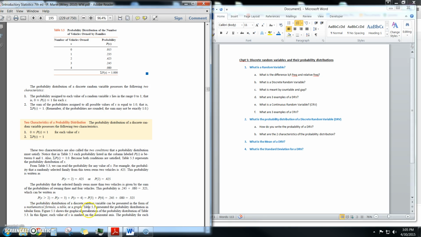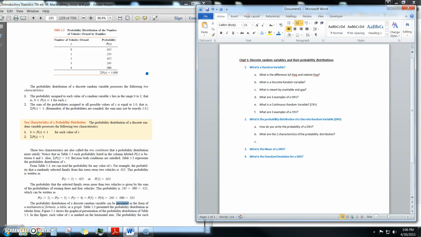It says mathematical formula, table, and a graph. So I'll read that. It said the probability distribution of a discrete random variable can be presented in the form of, boom. So here my keyword is presented. So my first one is just going to be, how can the prob distribution be represented? And we've got three ways: mathematical formula, table, graph.